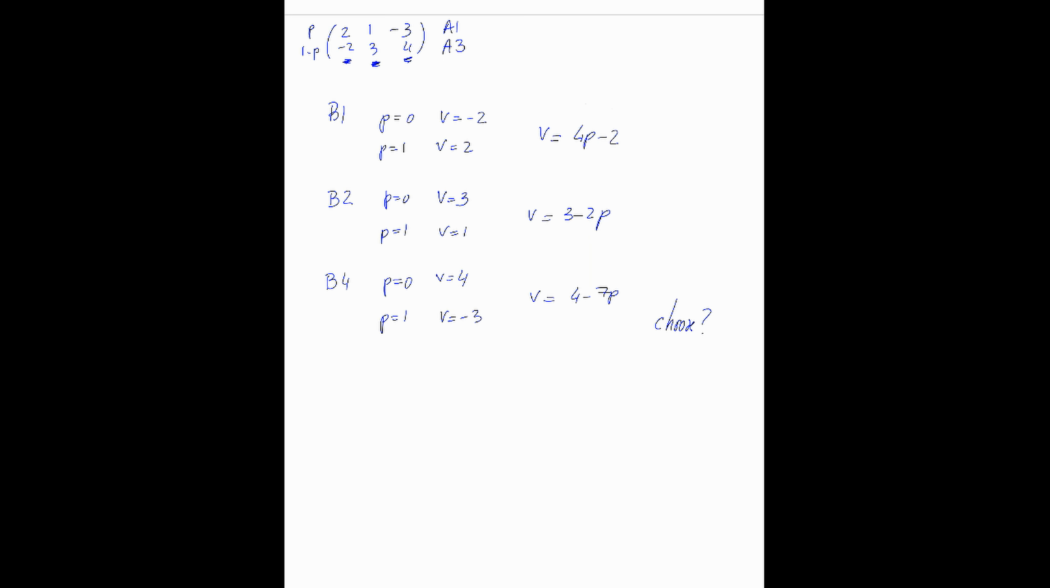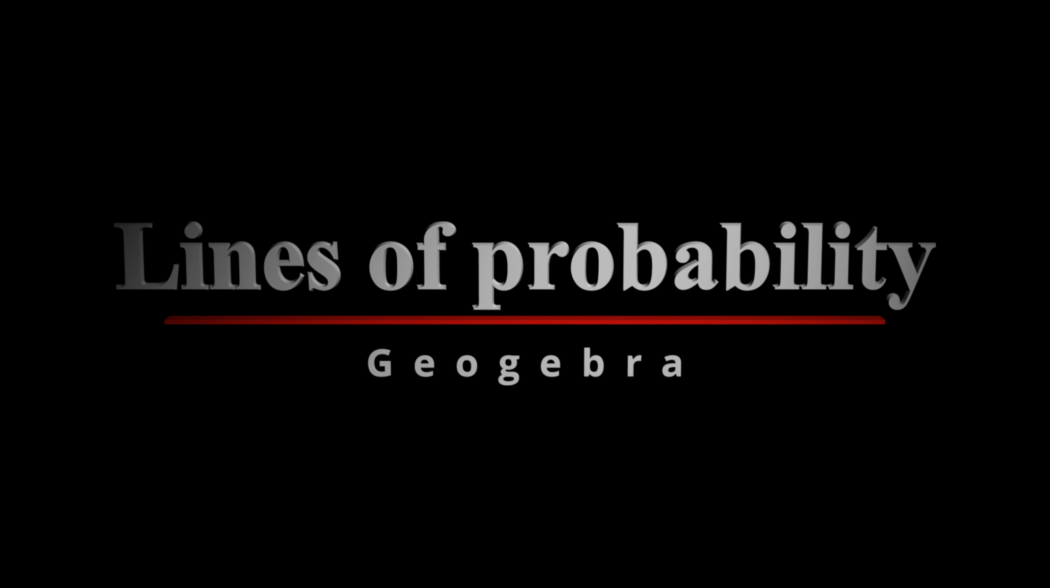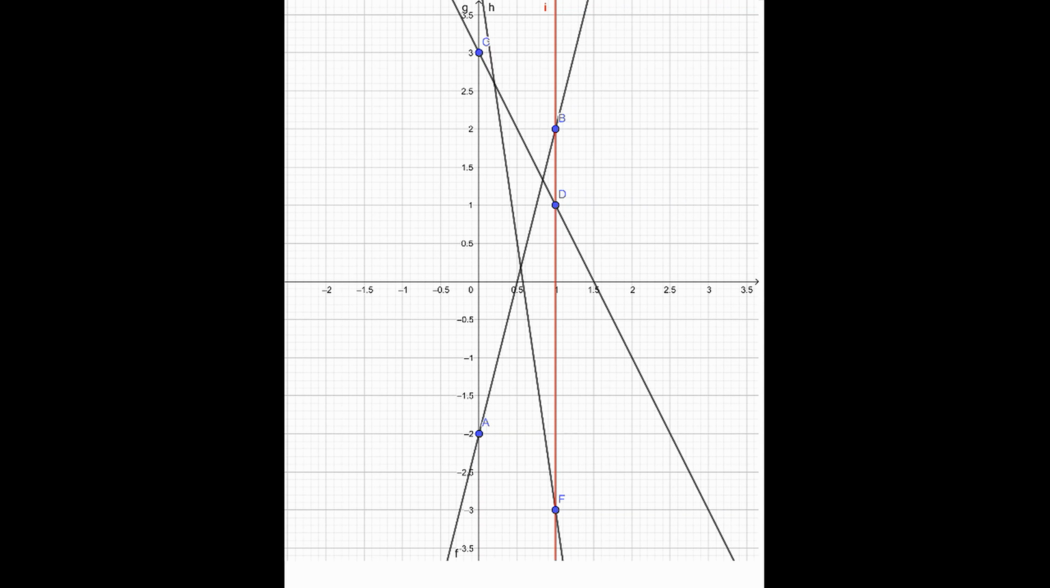We need to do a little bit of drawing, so we have to draw these lines. For that I have used GeoGebra. Here are the three lines from the previous page. Here we have L1, where the value of the game is given by 4P minus 2. Then here we have L2, where the value of the game is given by 3 minus 2P. And this one here is L3, with value of the game given as 4 minus 7P.